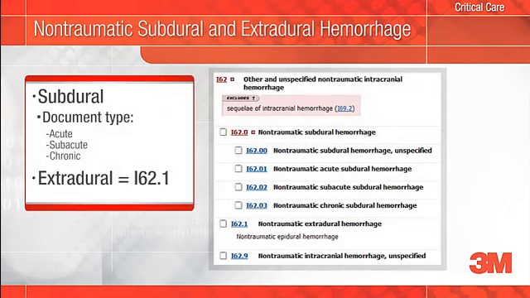As you can see here, ICD-10 provides different codes for a non-traumatic subdural hemorrhage specified as acute, subacute, or chronic. Once again, ICD-10 allows you to report how sick your patient is through the reporting of acuity, so be sure to differentiate the type in your notes. Also note, code I62.1 is reported for non-traumatic extradural hemorrhage when documented.